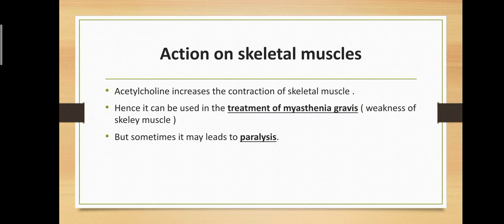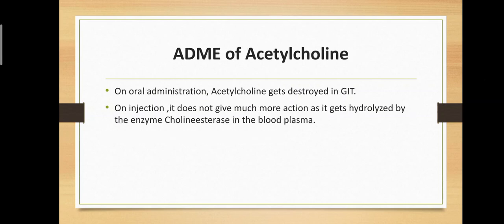Action on skeletal muscles. Acetylcholine increases the contraction of skeletal muscles. Hence, it can be used in the treatment of myasthenia gravis. Myasthenia gravis means weakness of skeletal muscle, but sometimes it may lead to paralysis. These are the actions of acetylcholine on different parts of the body.